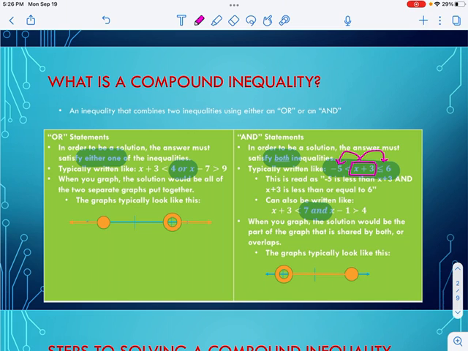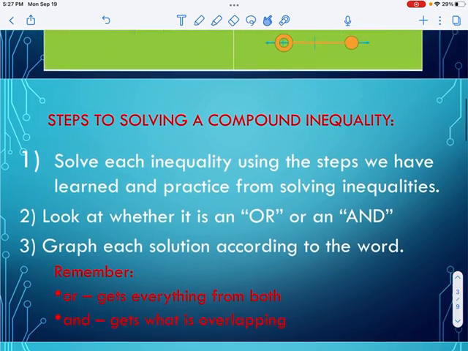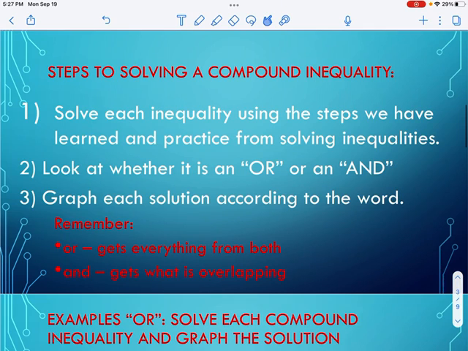When you graph the solution, remember that in order to be an "and" statement, it has to satisfy both of those inequalities. So when you go to graph them, typically you're going to see a point on the right, a point on the left, and then the shaded region, the part that is overlapping, in the middle of those two. From there, that is where you would find a value that satisfies both of those inequalities.